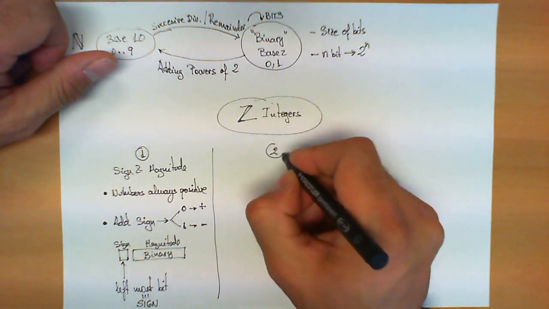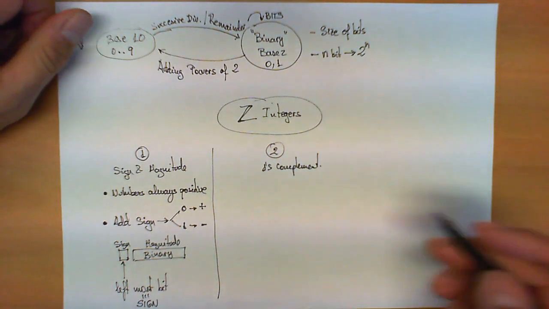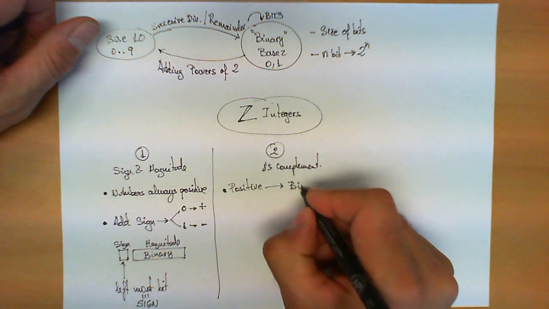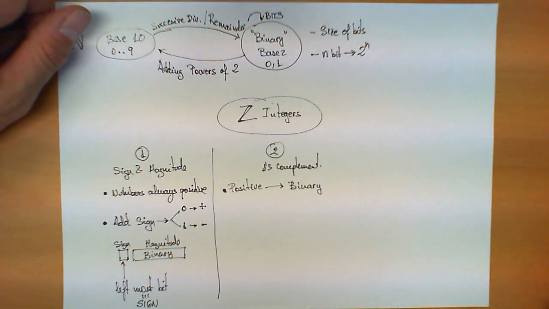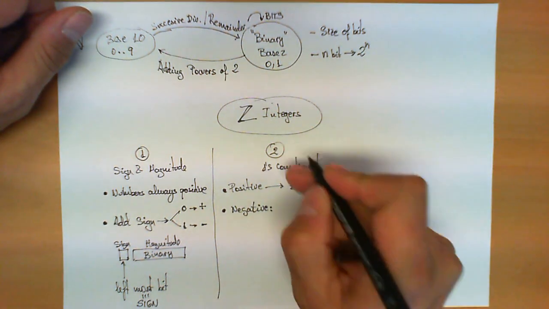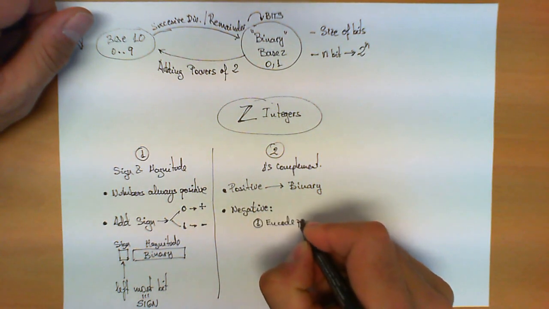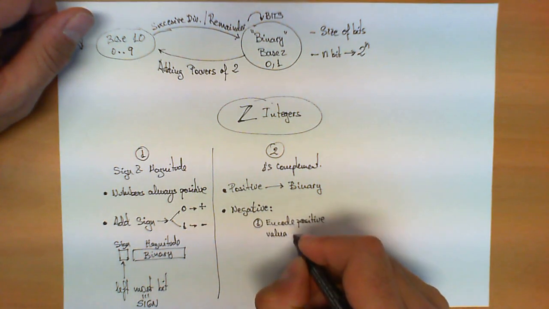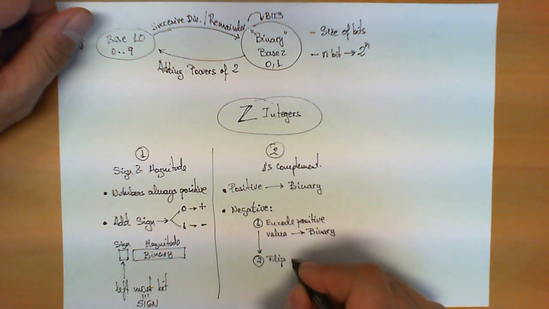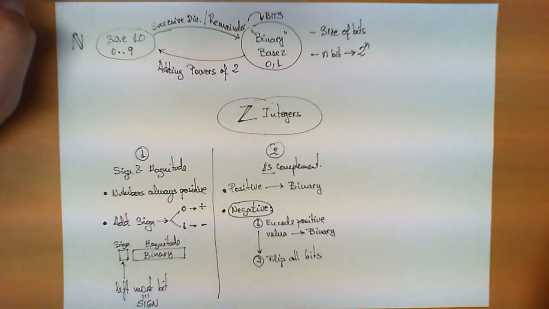The second option we studied is what is called ones complement. Ones complement representation has the following rules. If the integer we try to encode is positive, then we simply use the regular binary representation as if it were a natural number. However, if the number we want to encode is negative, the way to obtain the binary representation in ones complement is following two steps. First, we encode the positive number as binary. And then, step number two, very important, we flip all the bits. That way, we obtain the negative number encoded as ones complement.